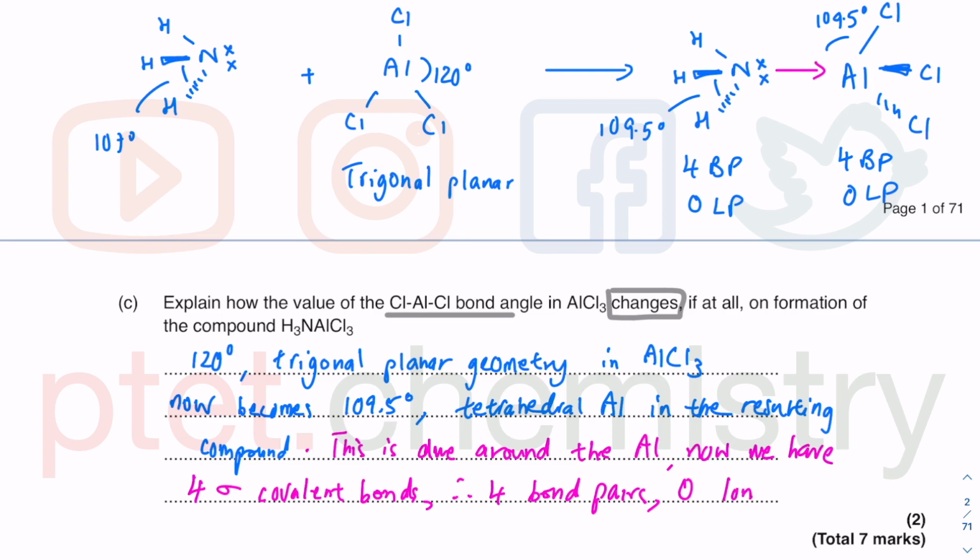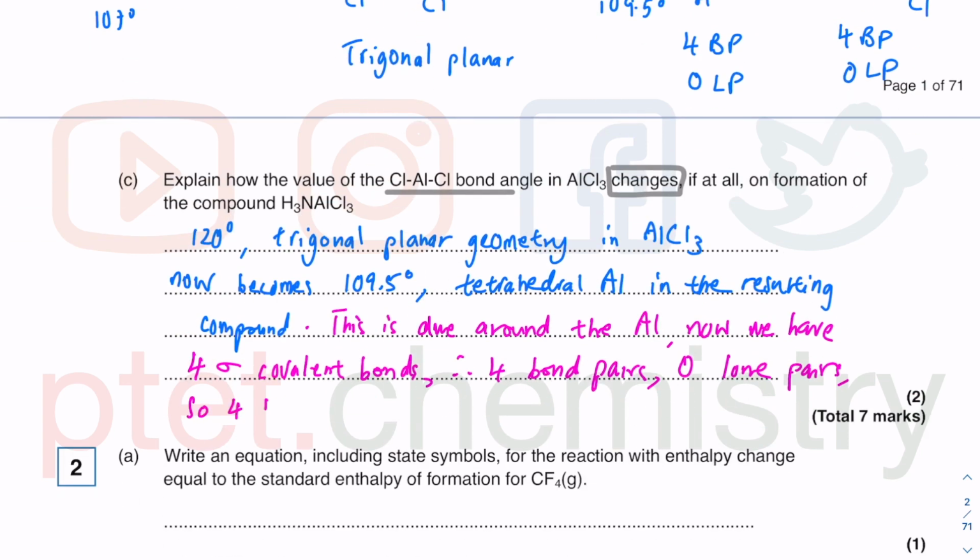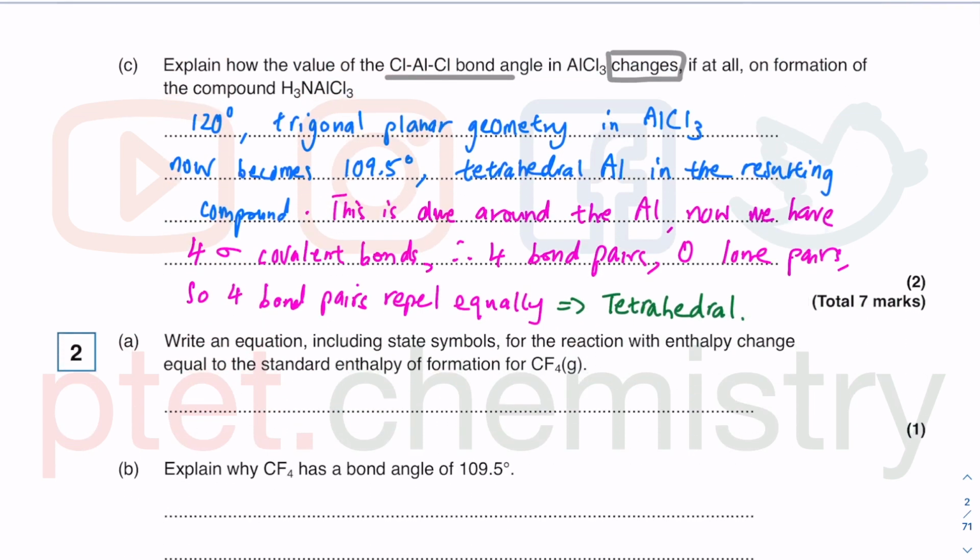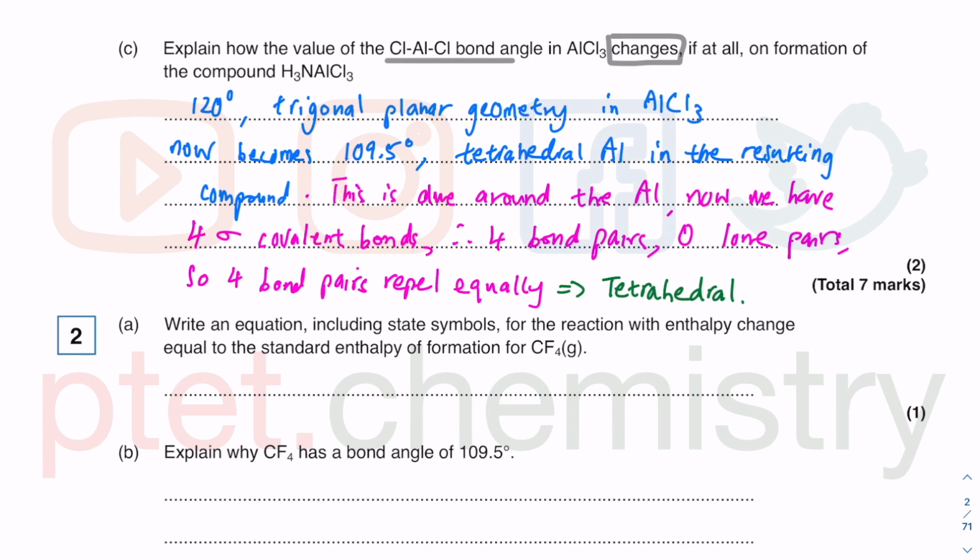0 lone pairs. So this is about the shape of the molecule again. The 4 bond pairs repel equally to give you a tetrahedral geometry. A tetrahedral geometry will be 109.5 degrees on each of the aluminium centres there. And that's it for that 7 marks first question.